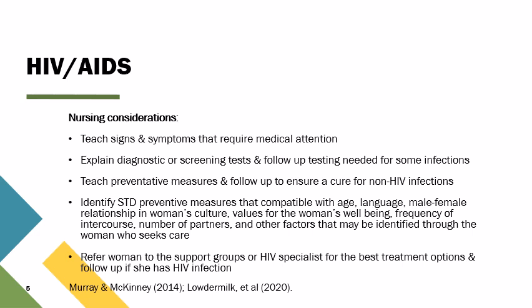And we can also identify STD prevention measures that are compatible with age, language, male-female relationship in the woman's culture, values for the woman's well-being, frequency of intercourse, number of partners, and other factors that may be identified through the woman who seeks care. So once we have a woman who seeks care for STD, we can then counsel her on the preventive measures that she can apply in her life so she will not get an STD.